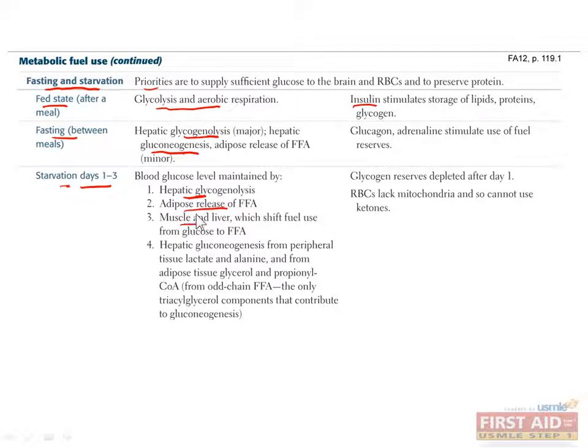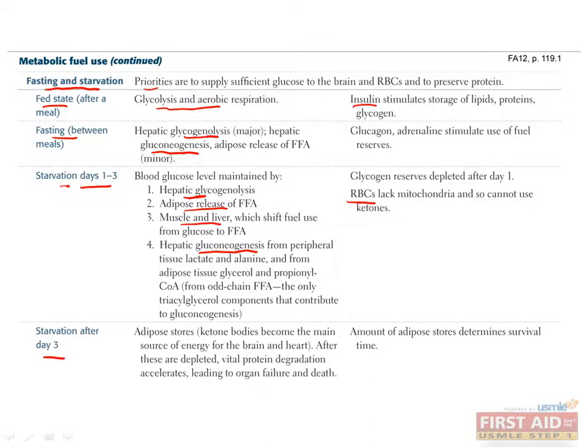This means that muscle and liver switch their fuel source from glucose to free fatty acids. The liver can then use these fatty acids as well as lactate and alanine for gluconeogenesis, which is especially useful for erythrocytes, since they can't use fatty acids or ketones. After day 3 of starvation, ketone bodies become the main source of energy for the brain and the heart. During this phase, about 2/3 of energy use is from ketone bodies, whereas about 1/3 is from glucose.